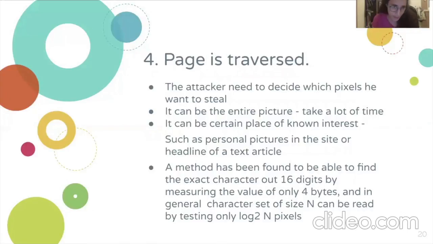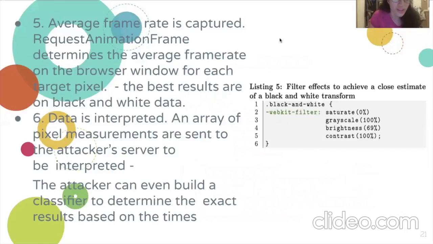If it's a certain pixel, or a certain center, or maybe in a text, there is a method that says that by reading only 4 pixels, we can distinguish between 16 letters. So there are very good ways to not take the whole picture and still know what the text is, and we don't need to actually steal the whole screen.